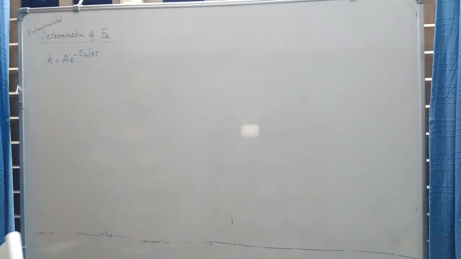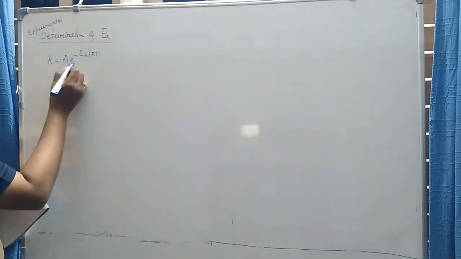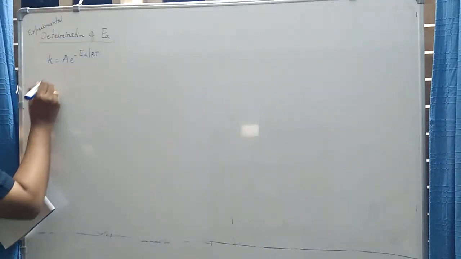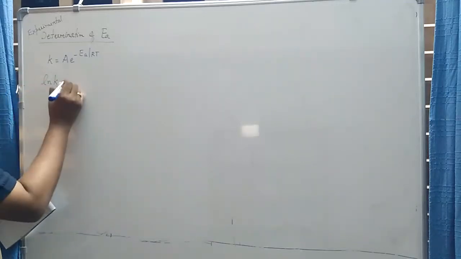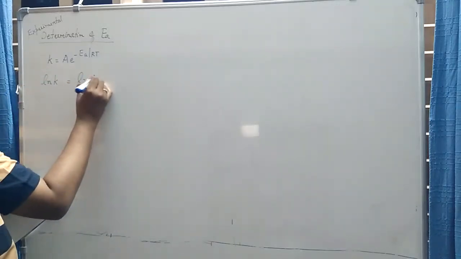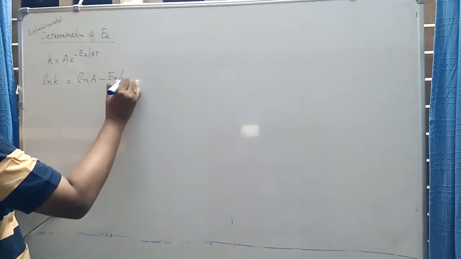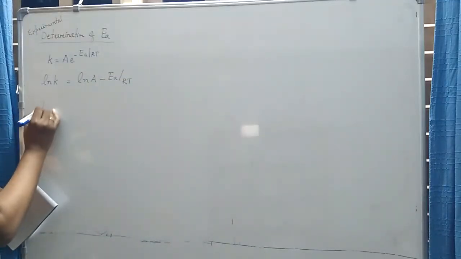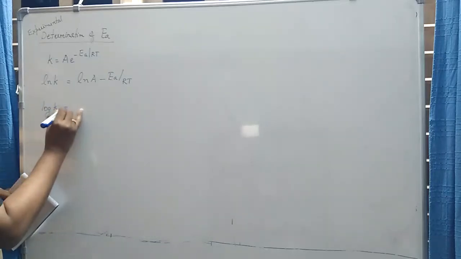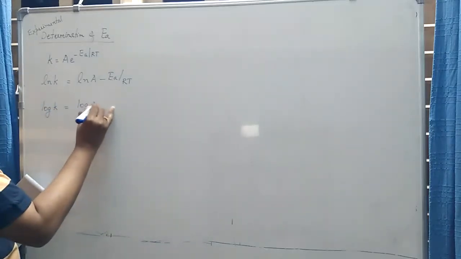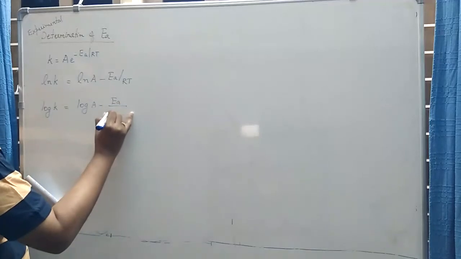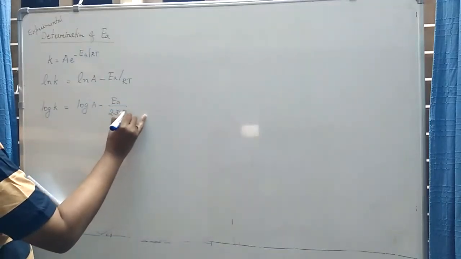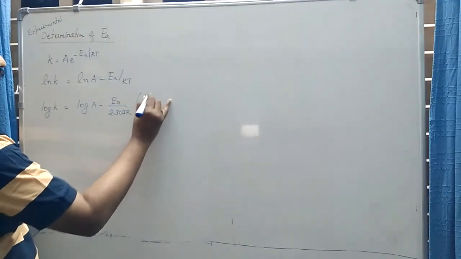So now we'll discuss the experimental determination of energy of activation. According to Arrhenius theory, k = A e^(-Ea/RT). If we take logarithm on both sides, we get ln k = ln A - Ea/RT. Or if I convert this equation into logarithm to base 10, you get log k = log A - Ea/(2.303 R) × (1/T).